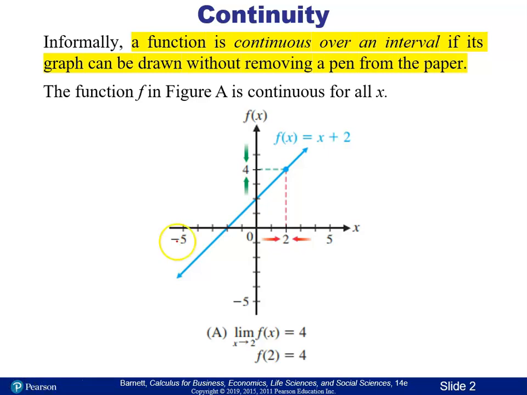from the paper. So in other words, are you going to have to pick your pen up anywhere as you draw the graph? So like this is a line. I don't have to pick the pen up to draw this anywhere. It goes on a smooth, continuous curve with no gaps or breaks or anything like that in the graph.